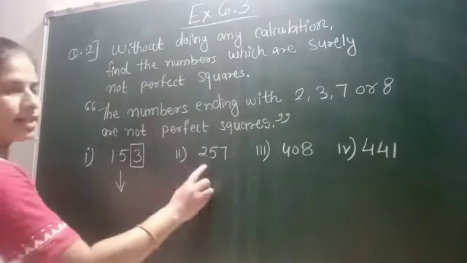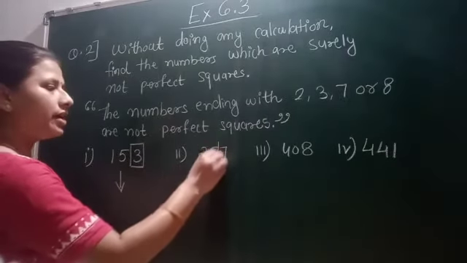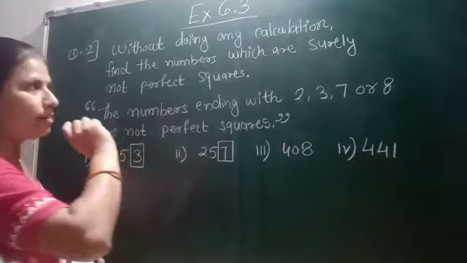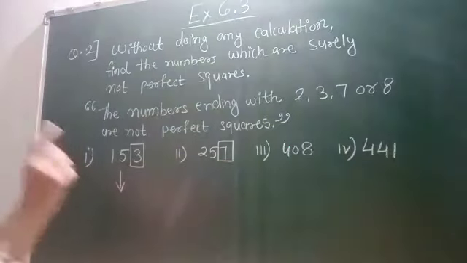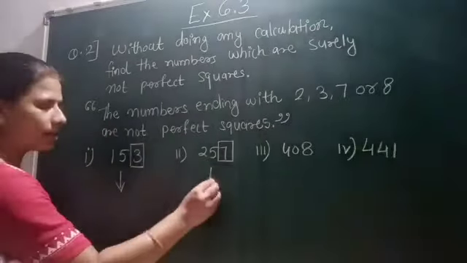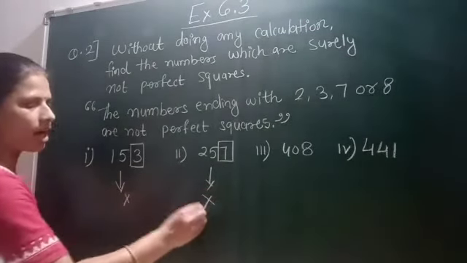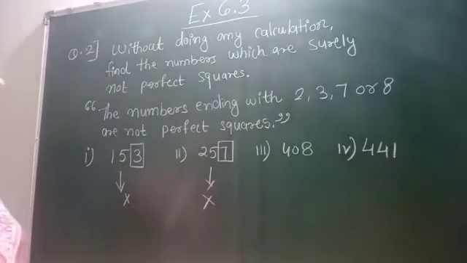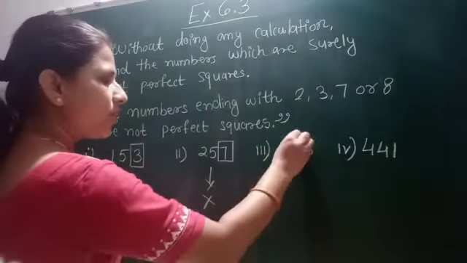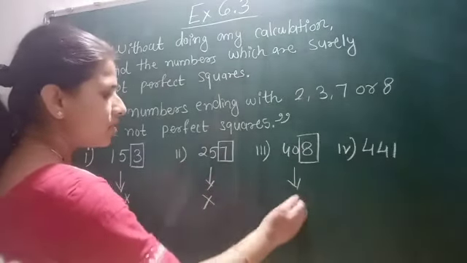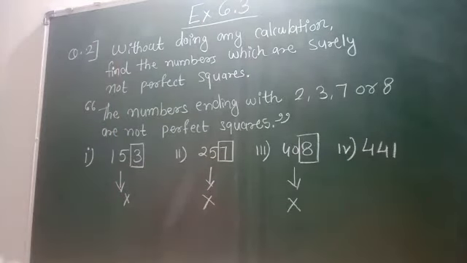Okay, look at the second number, 257. Here the ending digit is 7. According to this statement, 257 is also not a perfect square number. Okay, both these numbers are not perfect squares. Look at the third number, 408. As you can see here, the ending digit is 8. It means this number is also not a perfect square number.